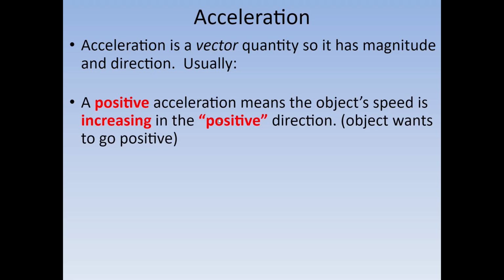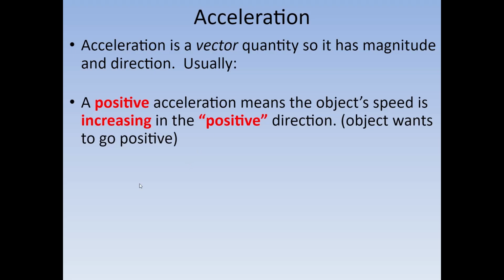So what this means is that the object is going to want to go positive. Now, if the object is already traveling in the positive direction, so it has a positive velocity, then a positive acceleration is going to say that it's going to keep going in that positive direction. However, if it has a velocity that's in the negative direction, then that actually would mean that the speed will end up decreasing as it becomes more positive.